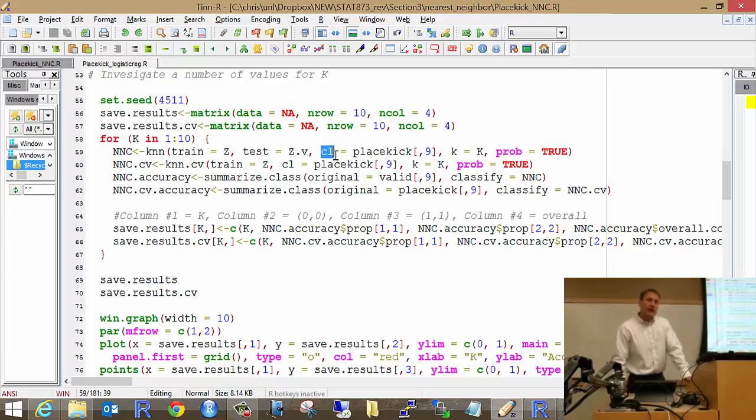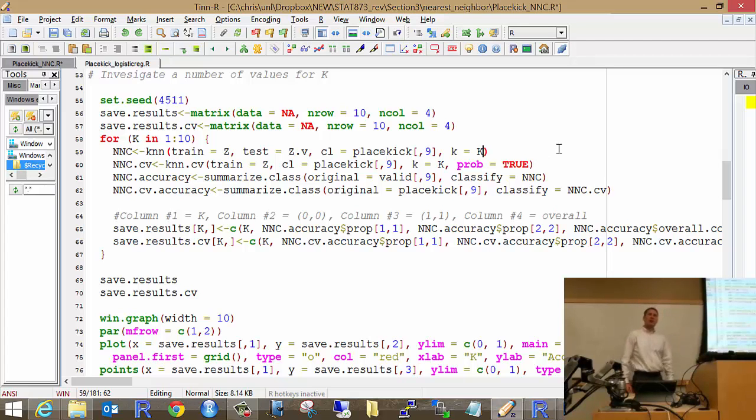Then CL stands for classifications. This corresponds to, from the original data itself, the population numbers: 0 for failure, 1 for success. Then k is the value of k that I'm actually using. And then I didn't really need this, and I guess if I were to write this code again, I would just simply delete it like that.